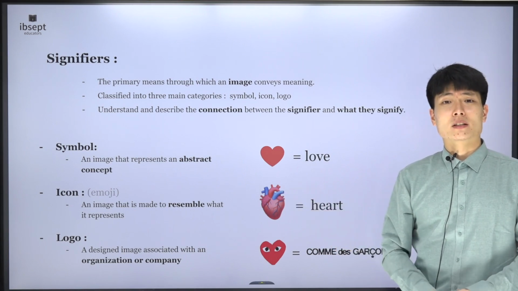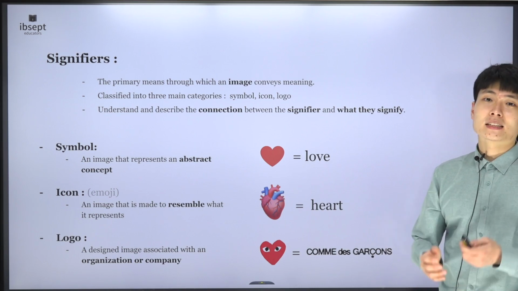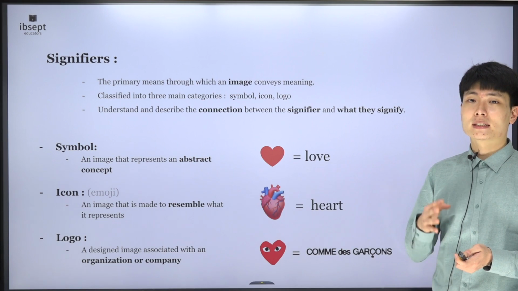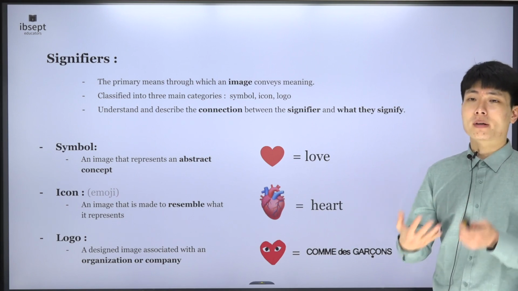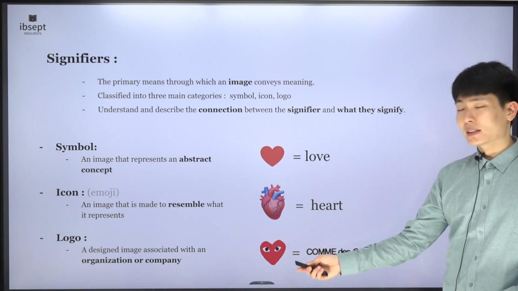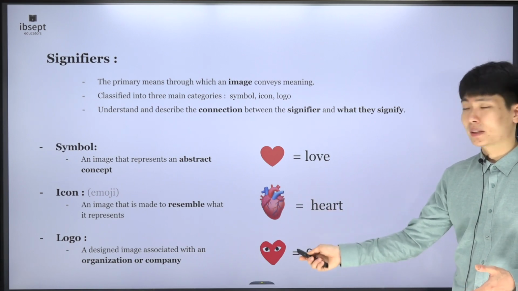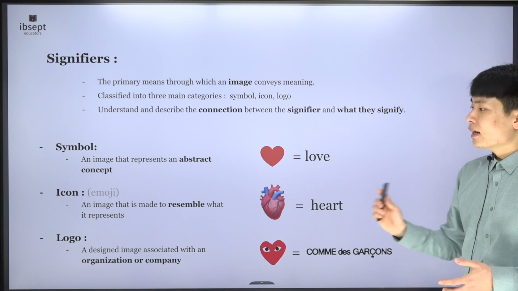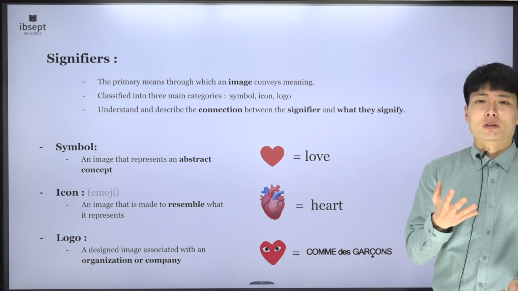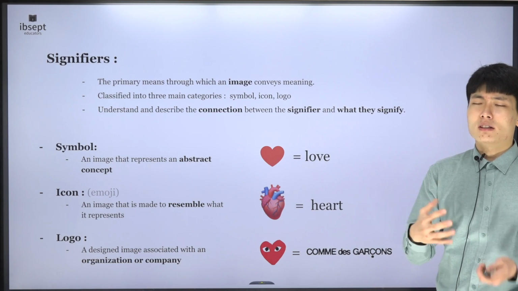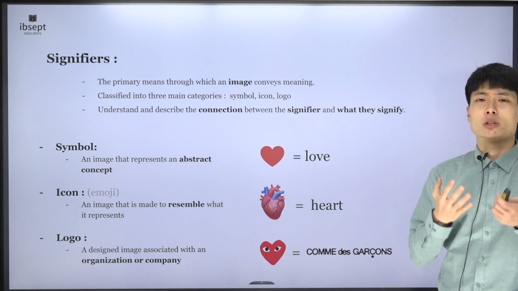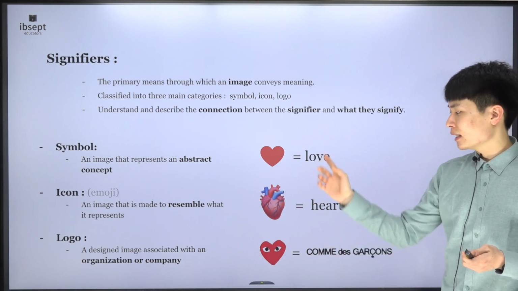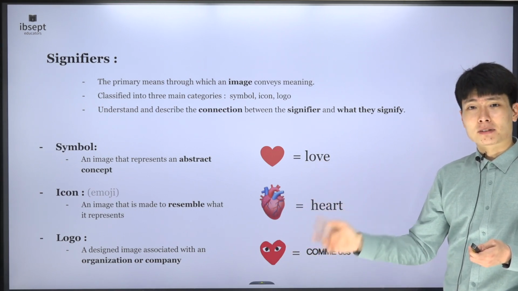Moving on, a logo. Now that is a symbol that has been purposely created to be associated with a certain organization or brand. For instance, if you look at this logo, we know that this is a representation, a symbol for the Comme des Garçons brand. And especially when it comes to logos, what you are aiming to do is to understand why that logo was created in such a way. In other words, what was the intended effect from that logo?